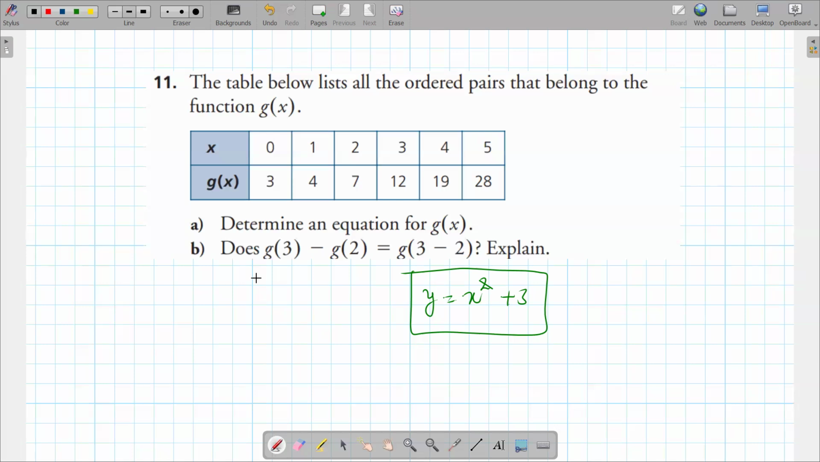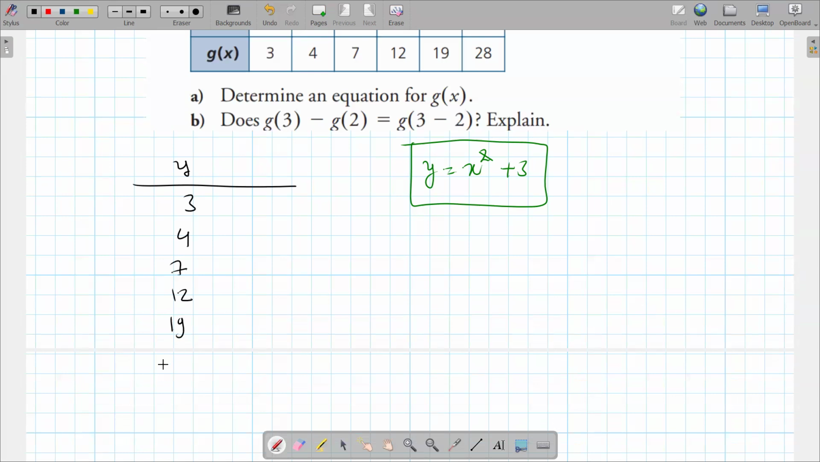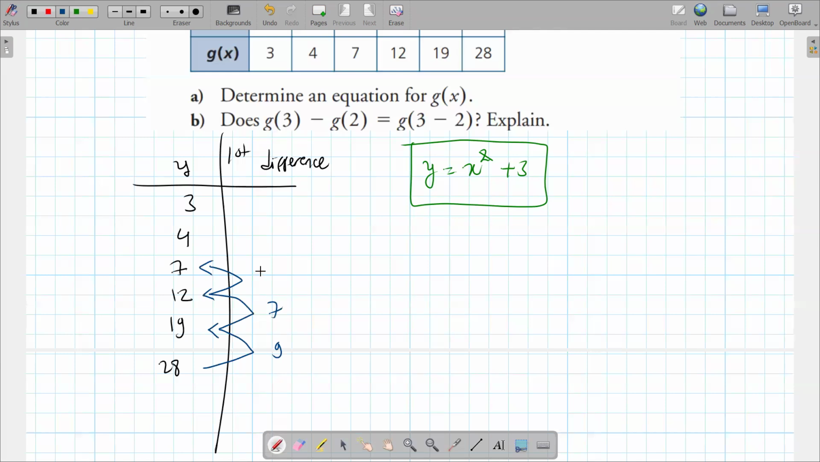Remember this. Your x values are redundant. So you have your y values: 3, 4, 7, 12, 19, 28. And then what we're going to do is find the first difference. Doesn't matter from up to down or down to up. I like positive numbers, so I'm going to subtract down to up. 28 minus 19 is a 9. 19 minus 12 is a 7. 12 minus 7 is a 5. 7 minus 4 is a 3. 4 minus 3 is a 1.